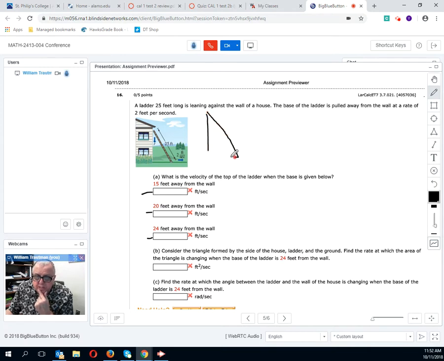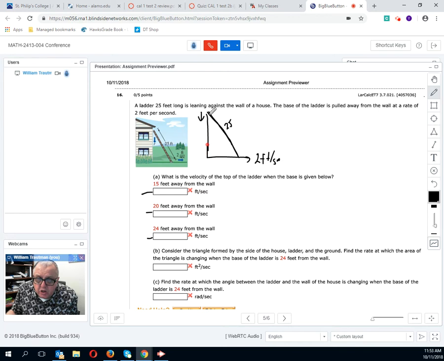You have this rectangle. You have this triangle. The ladder is 25 feet long. This is the ladder. The base of the ladder is pulled away at a rate of 2 feet per second. This bottom of the ladder is pulled this way at 2 feet per second. What is the velocity of the ladder when the base is given below? So we want to know what is the velocity of the top of the ladder. We're trying to find this velocity.